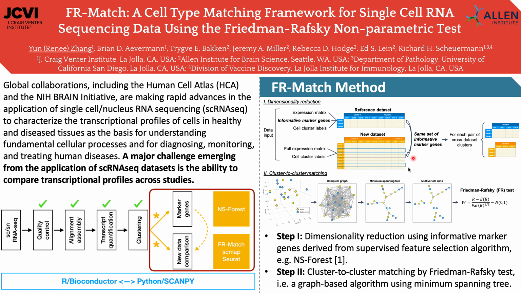The second step is to perform the matching, and FRMatch is a cell type cluster to cell type cluster matching algorithm. The main idea behind it is a graphical model building minimum spanning trees. As illustrated here in the graph, the minimum spanning tree connects all cells from two clusters in the shortest path. The algorithm then counts the edges connecting cells from two different clusters, which are indicated by different colors. And finally, it calculates the Friedman-Rafsky statistic and p-value.